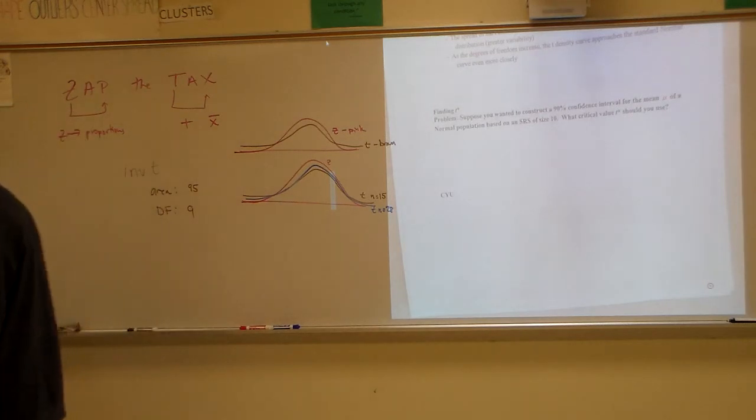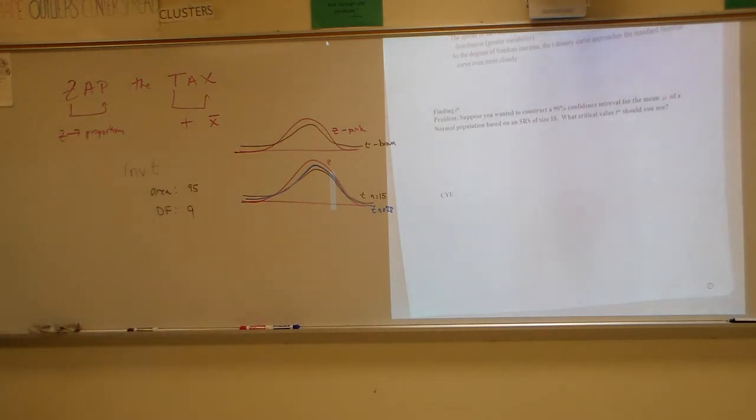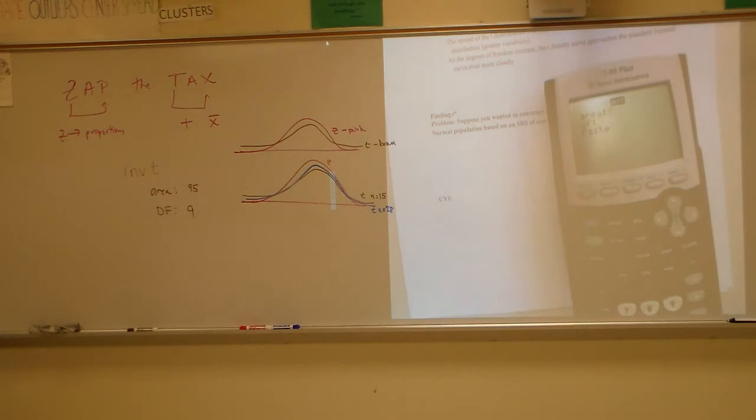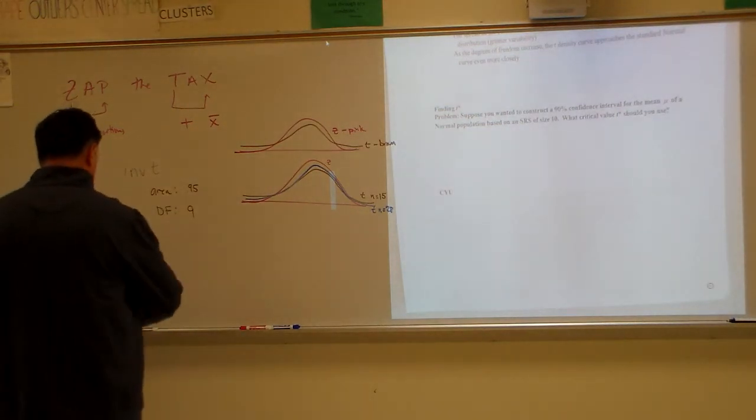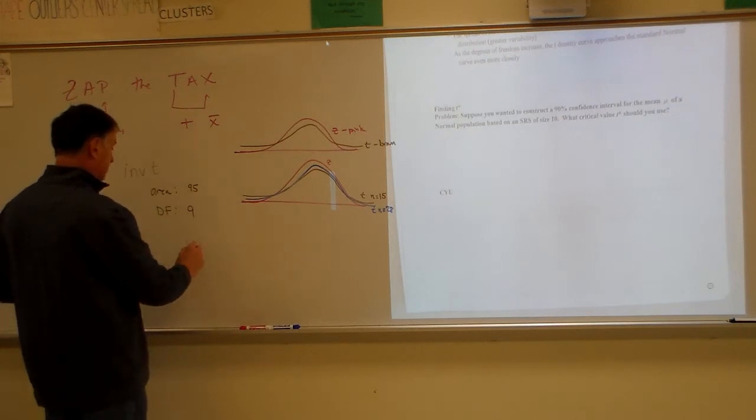Let's find a critical t. So 0.95, enter, degrees of freedom is 9. Enter, enter, enter, and I get 1.833. And that is my critical t.